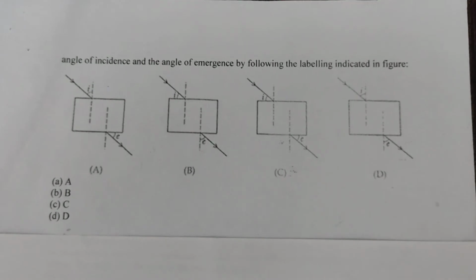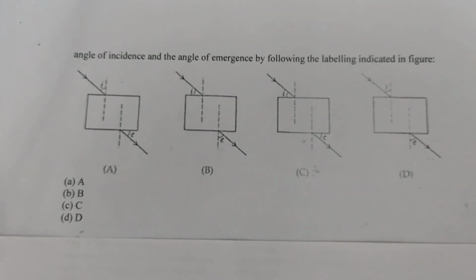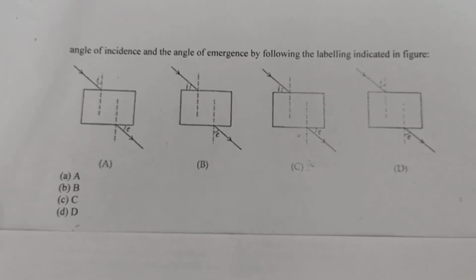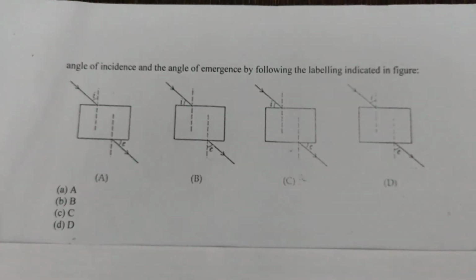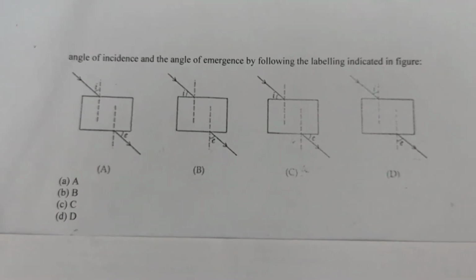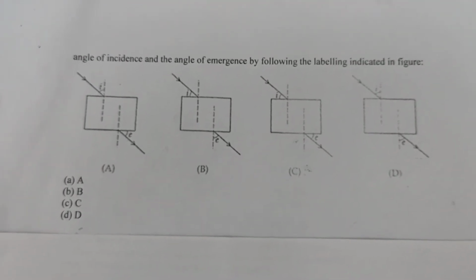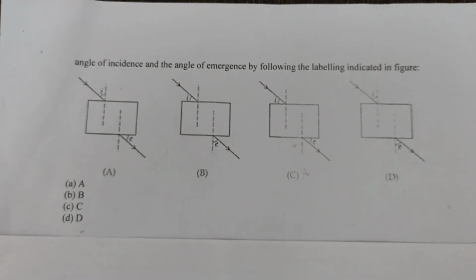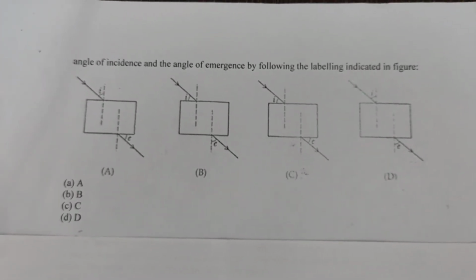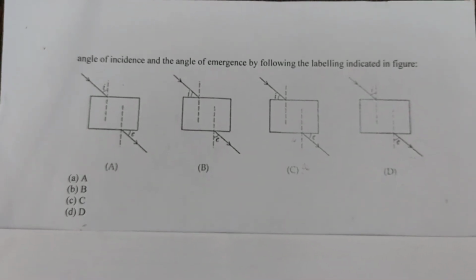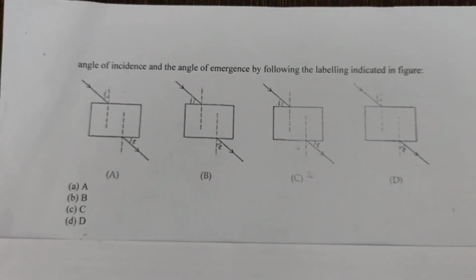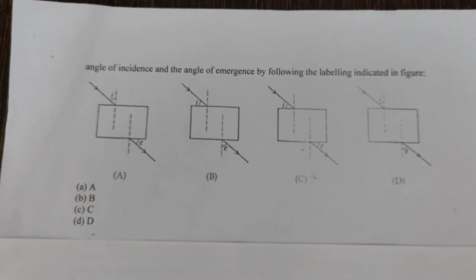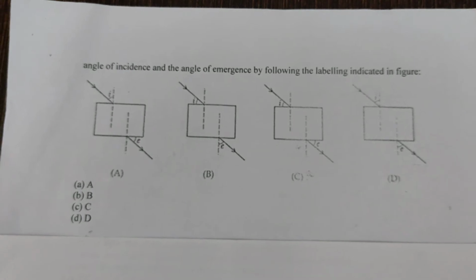Now the first option, we can see angle of incidence. In the four diagrams, in the four options, we can see that I and E are labeled in different ways. If your concepts are clear, then you know that when we are measuring I or E, you should know their definition. I is angle of incidence and E is angle of emergence. I is the angle between the incident ray and the normal at the point of incidence, and E is the angle between the emergent ray and the normal at the point of emergence.